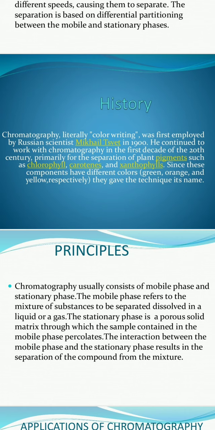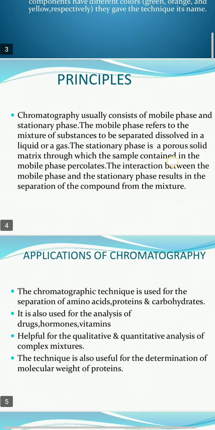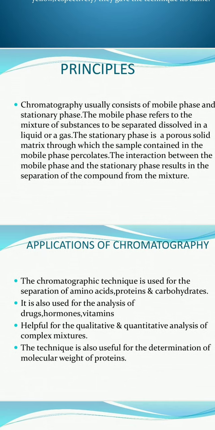Now we come to the principles of chromatography. As I told, two phases are involved in chromatography. One is the mobile phase and the other is the stationary phase. The mobile phase refers to the mixture of substances to be separated, dissolved in a liquid or a gas. So either liquid or gaseous materials are used in the mobile phase. And the other one is the stationary phase. So what is the stationary phase?